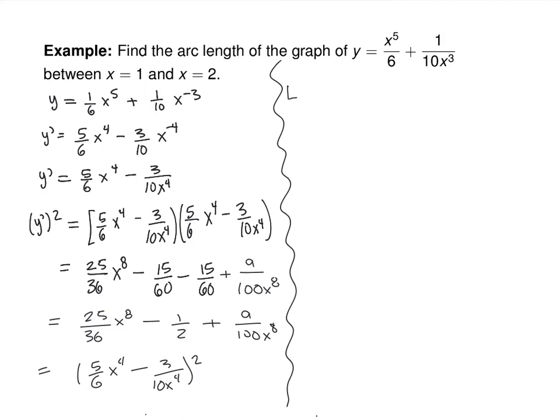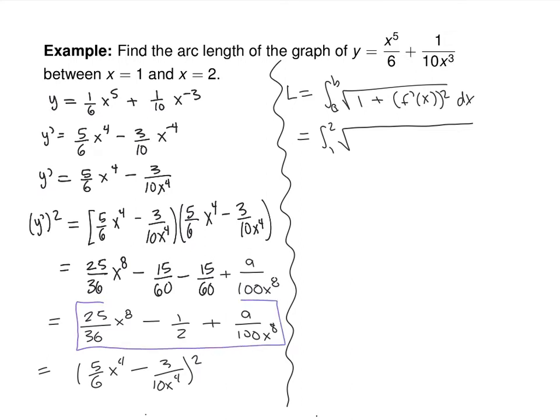Now to find our length, we integrate from a to b, square root 1 plus f prime of x, the quantity squared dx. So that's the integral from 1 to 2. Now think about what happens when you add 1 to this expression. So if you add 1 to this, you get 25 over 36 x to the 8th plus 1/2 plus 9 over 100 x to the 8th.